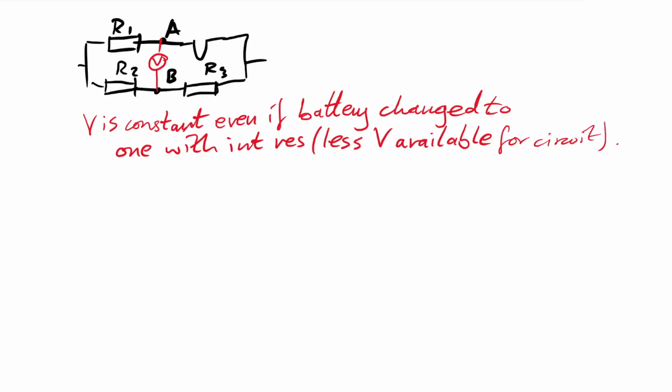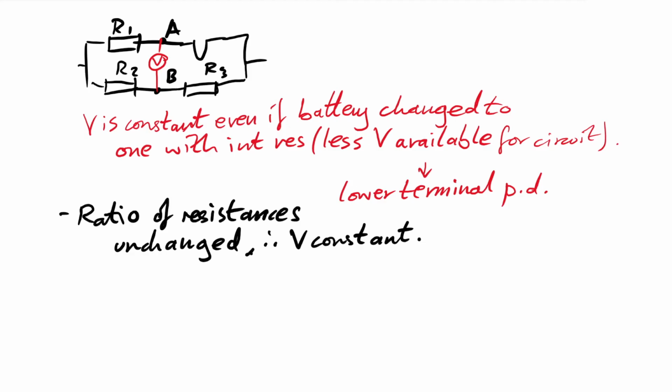That means that some of the total EMF or total voltage is being lost inside the battery before it gets to the circuit. So that means there's less of that voltage available for the circuit. We can say, to be proper, that there's a lower terminal PD. So this is not an easy question. But basically all we have to say is that, well, the resistances haven't changed. So that means that the voltage between those two branches at those points is going to stay constant.